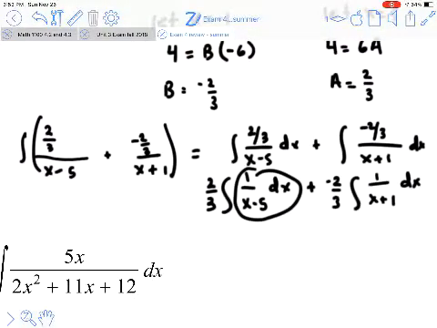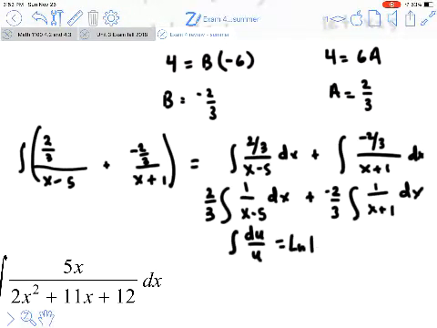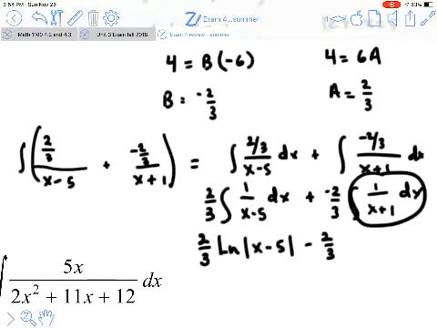And then this is simply the natural log. The antiderivative of du over u is what that turns out to be, because if this is u, x minus 5, then du is just 1 dx, which we have right there. So what I'm saying is that this is really that, which is just the natural log of u, and that's the formula I'm going to use for these. So we have 2/3 times the natural log of x minus 5, and then we have minus 2/3, and this is the same thing. This is just the antiderivative, or the integral of du over u, which is the natural log of x plus 1.